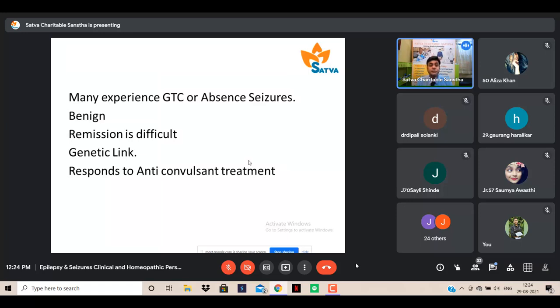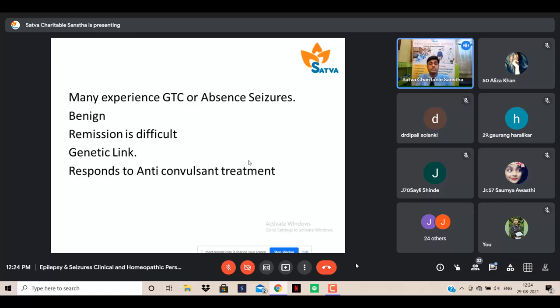Many experience GTC or absence seizure also in this. For example, I was giving you an example of a 13-year-old girl. She has absence seizure, and one episode was there where she had a sudden, transient loss of consciousness. Maybe she is right now in an absence seizure. Eventually, she may move into a juvenile myoclonic type syndrome. So the disease may progress or not progress. It depends on the patient.